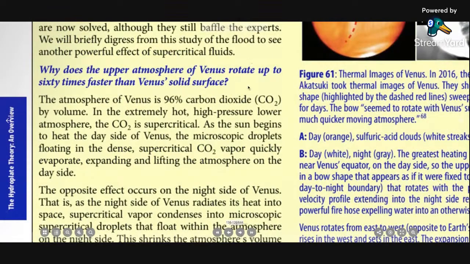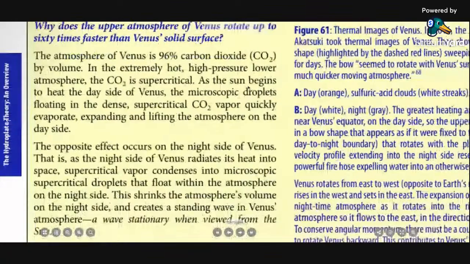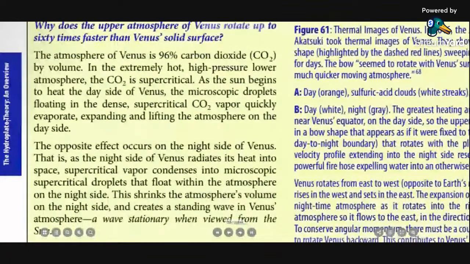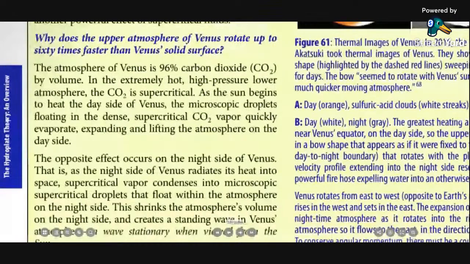The atmosphere of Venus is 96% carbon dioxide by volume. In the extremely hot, high-pressure lower atmosphere, the carbon dioxide is supercritical. As the sun begins to heat the day side of Venus, the microscopic droplets floating in the dense supercritical carbon dioxide vapor quickly evaporate, expanding and lifting the atmosphere of the day side.